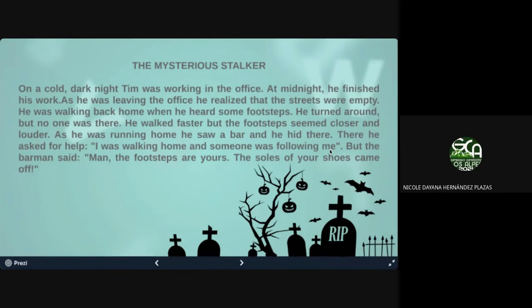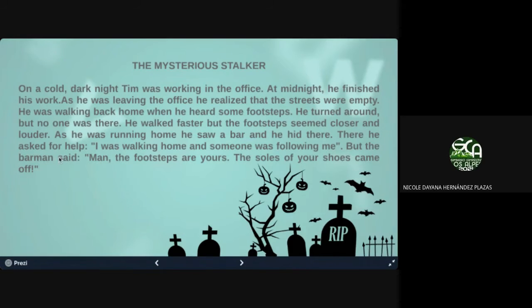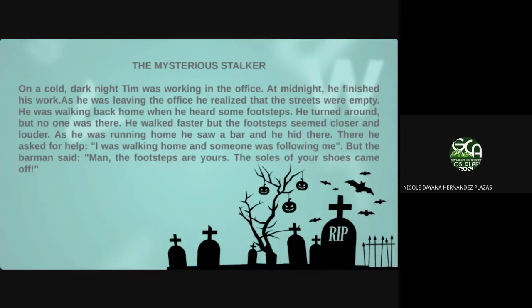Let's finish. But the barman said, man, the footsteps are yours. The sole of your shoes came off. So tell me, guys, this part, the barman said, it is like in past. It is just one single thing that happened. And tell me, guys, was there someone following the guy? Was the guy being followed by someone or no? What's the end of this story? ¿Sí lo estaban siguiendo o no? Yes or no?